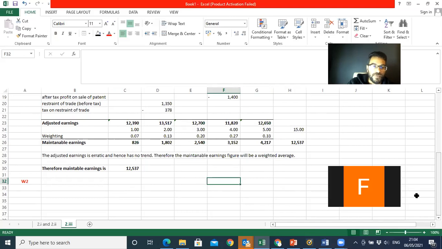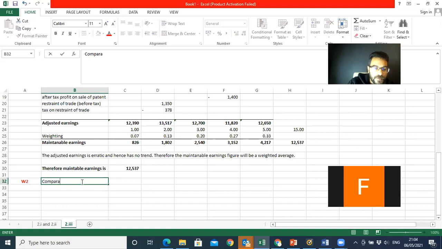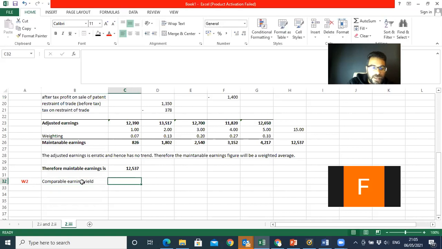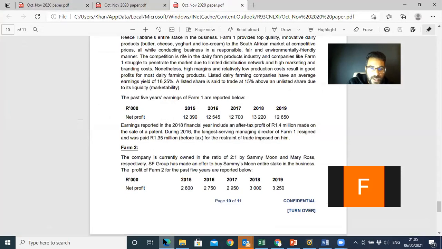So now I'm going to go into the PE multiple. Remember, they never gave us a PE multiple, but they did give us an earnings yield. The earnings yield is basically the inverse of the PE multiple. So what we're going to do is as follows. We're going to start off with the comparable earnings yield. So the comparable earnings yield was given to us as 16.25%. Let me just check if that is correct. The comparable earnings yield, yes, 16.25%. Okay, so that was given.